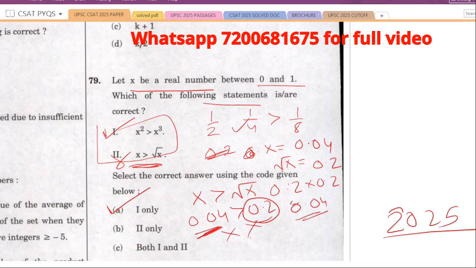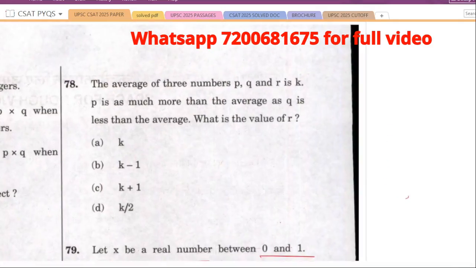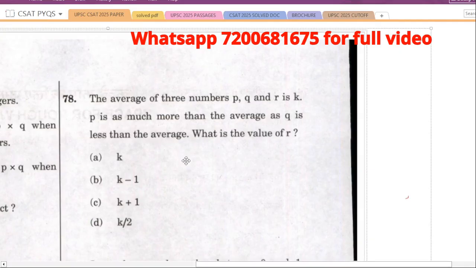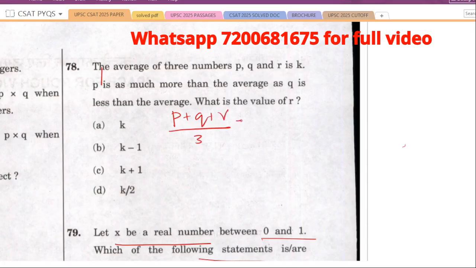So this way you just have to put values into whatever they have given and then come to a conclusion whether the statement is correct or not. This way there are many questions asked. If you take the next one, this is about the average. This one is a proper mathematical question, you can say, but again without numbers, they have given P, Q, R and K. So there are 3 numbers, and the average is K. So how will you do it? I'll write it here. P plus Q plus R divided by 3 is equal to K. This is what is given in the question. You can refer to your PDF also, which is already shared with you. So P plus Q plus R is equal to 3K.